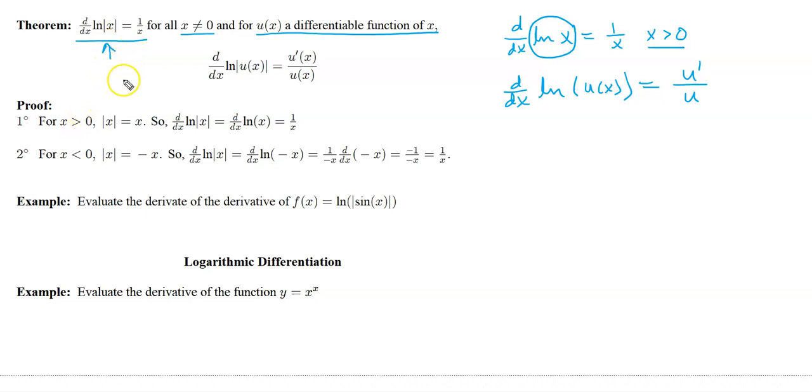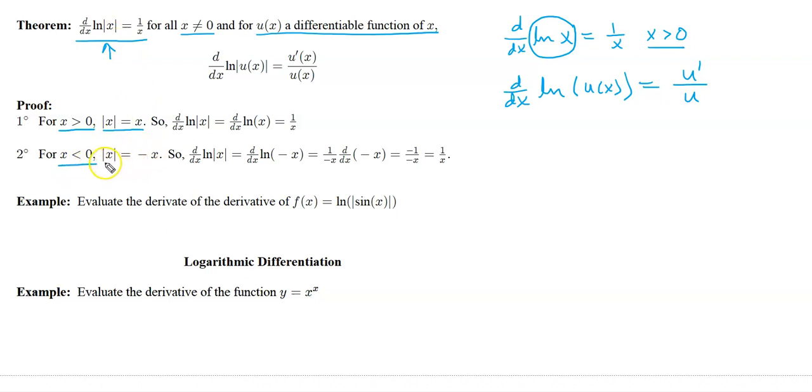So now what we're going to do to prove this is we're going to break it into cases. First of all, we're going to consider the case where x is a positive number. So if x is a positive number, notice that the absolute value of x is then just x. So the derivative of the natural log of the absolute value of x is then just the derivative of the natural log of x, and that's just 1 over x. So that case is easy when x is a positive number because the absolute value of x is just x anyway. Now if x is a negative number, it's just a little more tricky.